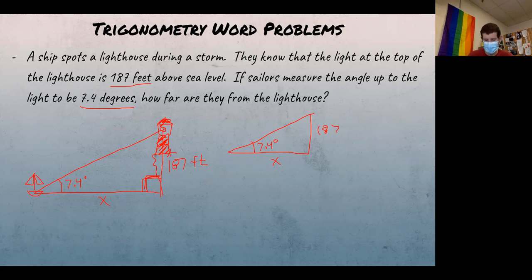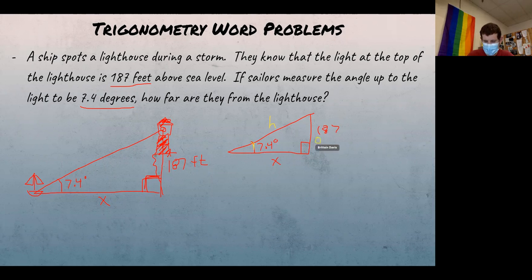So let me just ask you guys real quick. Actually, let me do this. I'm just going to label this one and run through it. So we have the hypotenuse right there. Let me go ahead and mark that this is my right angle. So which is the opposite in this problem, 187 or x? 187. Here's my reference angle.